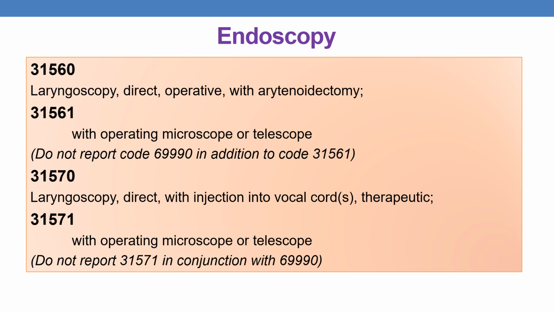It deals with laryngoscopy direct operative with arytenoidectomy. If laryngoscopy direct operative with arytenoidectomy is done with operating microscope or telescope, then report 31561. Next is 31570. It deals with laryngoscopy direct with injection into vocal cords therapeutic. And if the above procedure is done with operating microscope or telescope, the CPT is 31571.